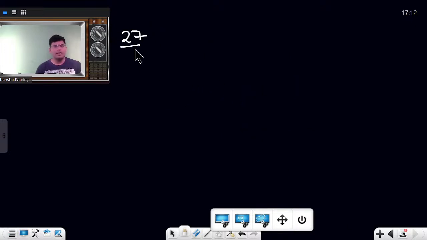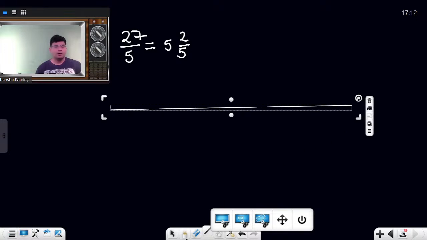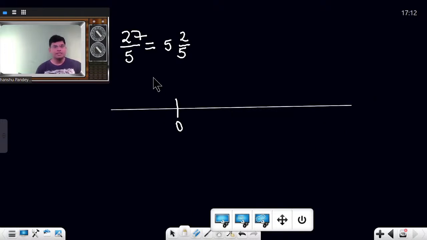Okay. So another question for you. Suppose 27 by 5. What is the first step? You have to convert this into a mixed fraction. Tell me, what will come? 5 2 by 5. So first we will draw a straight line. We will start from 0. Where do we have to go? From 0 to 5. So write down with me 1, 2, 3, 4, 5.